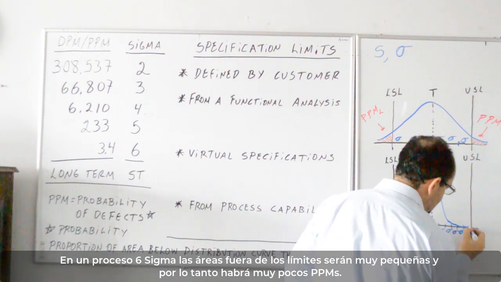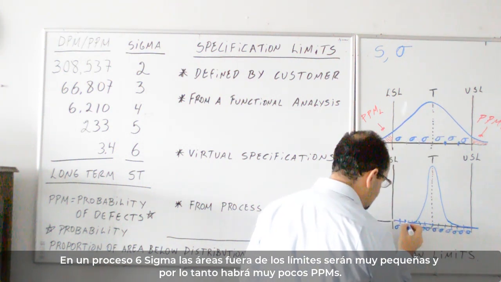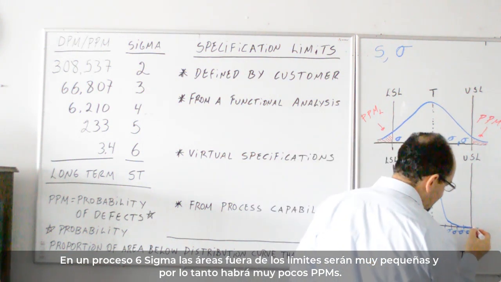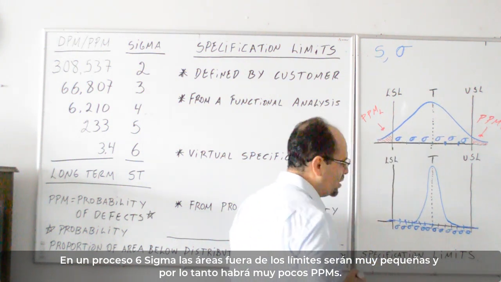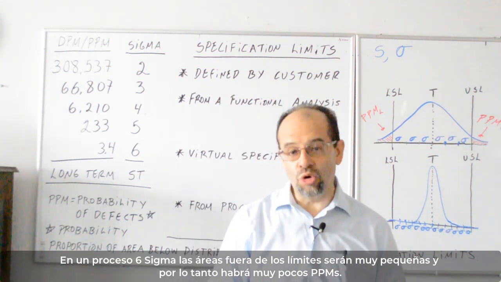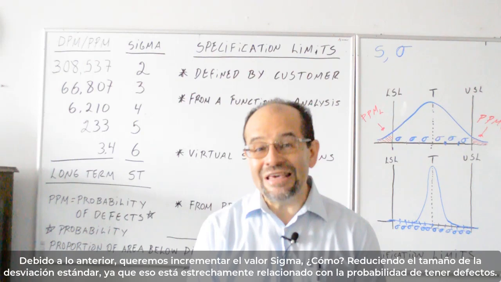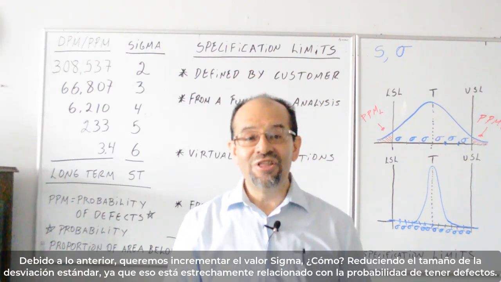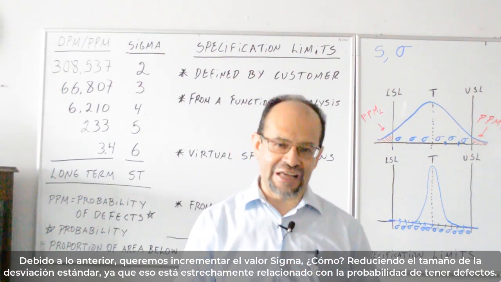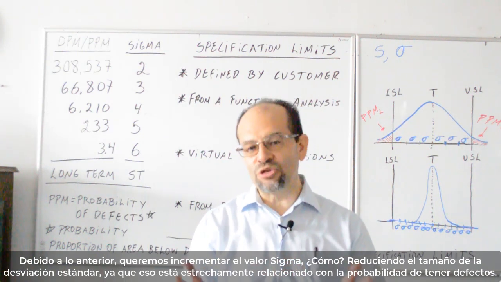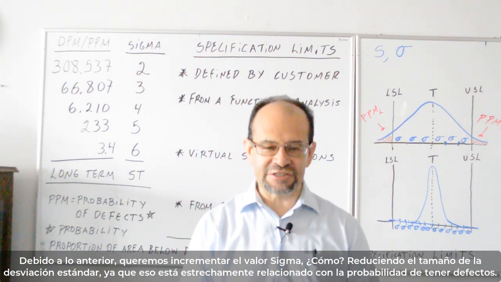In a 6 sigma process, for instance, the probability of having defects is very, very small, in PPMs or parts per million. So that's why we want to increase the sigma. How? By decreasing the size of the standard deviation. And as I have said, that is closely related to the probability of having defects.